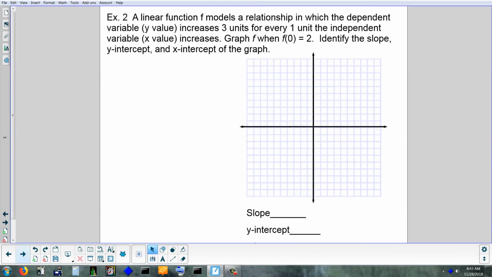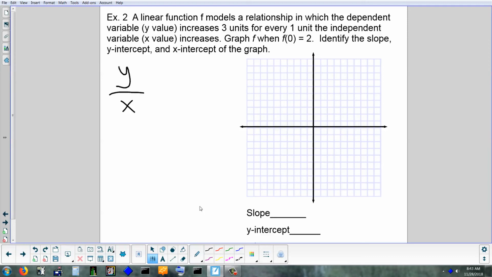Alright, so guys, last one. This one, it's still slope. It's just written a little bit differently. A linear function f models a relationship in which the dependent variable, that since it's the y value. Alright? So we got the y, and then we got the x. The y, right? The y-axis. What direction does it go? Up and down, vertical, right? Or think about slope, right? What do we call slope again? Rise over run.